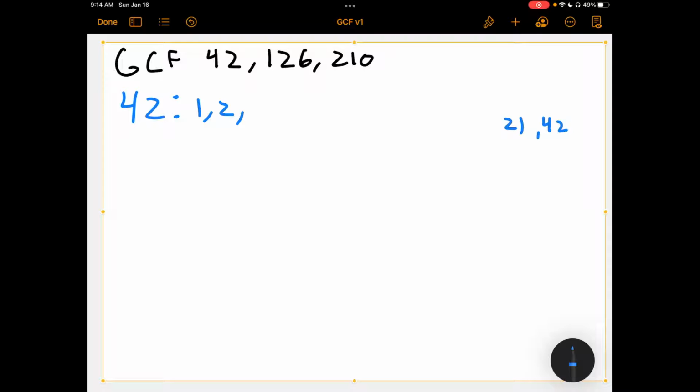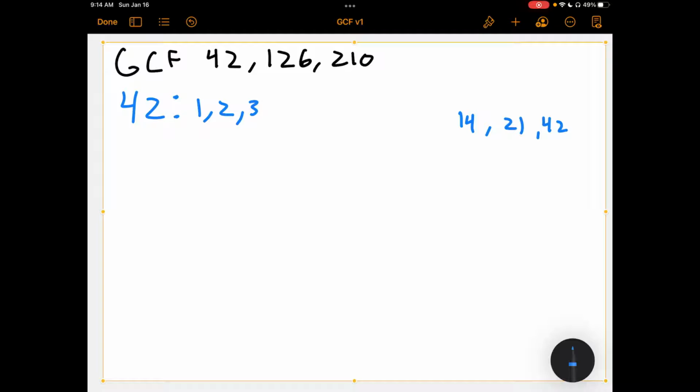I did 1, I've done 2. So now I say, what is 42 divided by 3? That gives me a whole number. So 42 divided by 3 gives me 14. And I do the same thing. Well, what's 42 divided by 4? 42 divided by 4 does not give me a whole number. It's actually 10.5. So I don't write that number down because that means that 4 does not divide evenly into 42. Because if it divided evenly, it would give me a whole number. In this case, it gives me a decimal, and so I won't write that down.